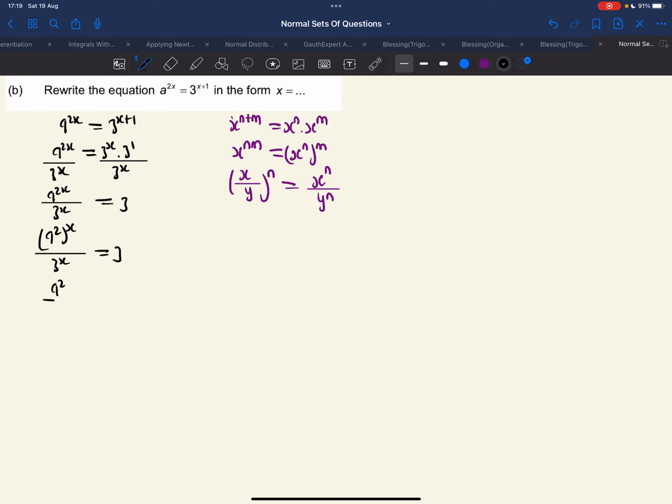Now to have the x alone, we have to use logarithmic laws. According to logarithmic laws, we can say x equals log base a squared over 3 of 3, and that is how you can write that whole equation in that form. So basically this is the answer that they are looking for. This is the answer that we are looking to get in the end.